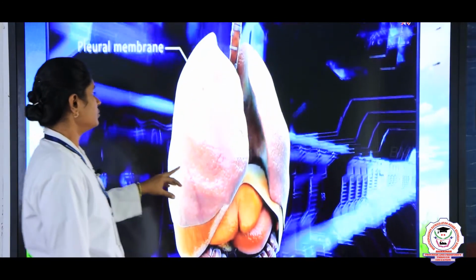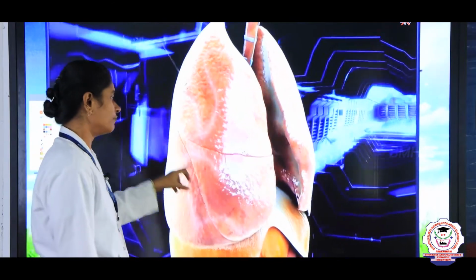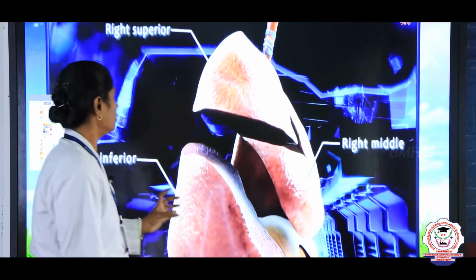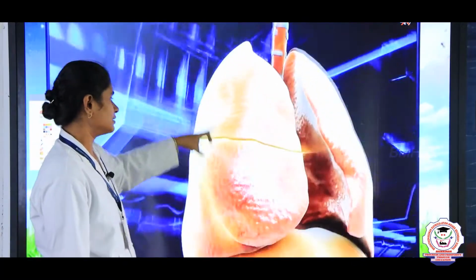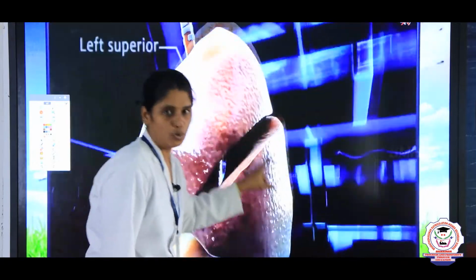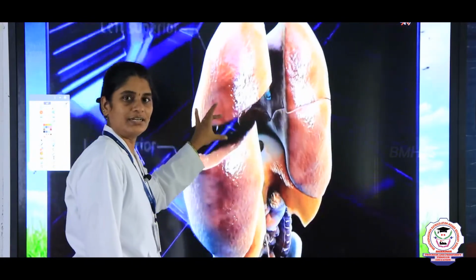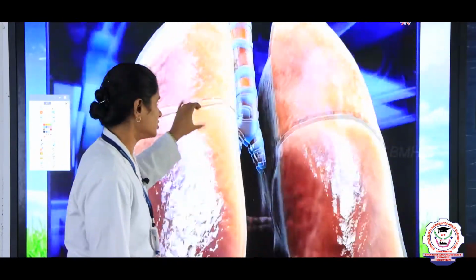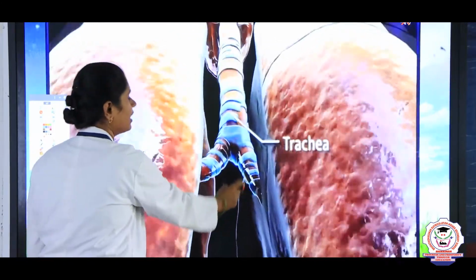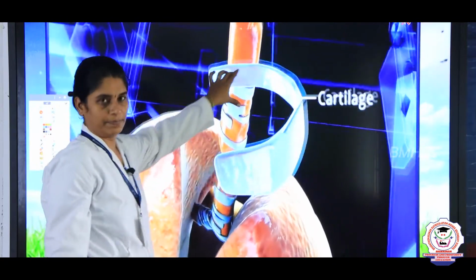Next, we are going to see the lungs. The right lung is made up of 3 lobes, and the left lung is made up of 2 lobes. The lungs are protected by a membrane called the pleura. This spongy, sac-like structure helps in respiration and is known as the lungs. The lungs are supplied by the branches called bronchi, and you can see the trachea. The trachea is the windpipe.